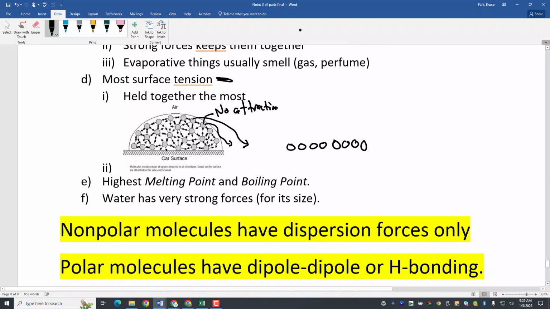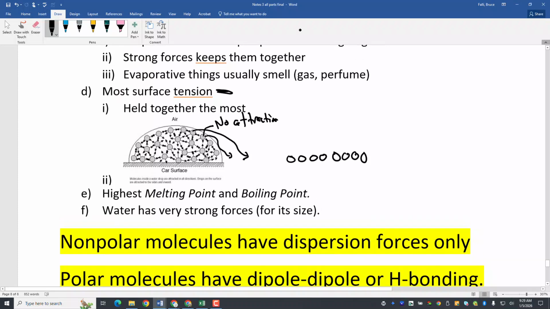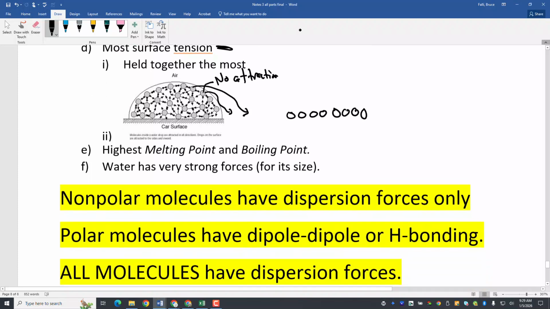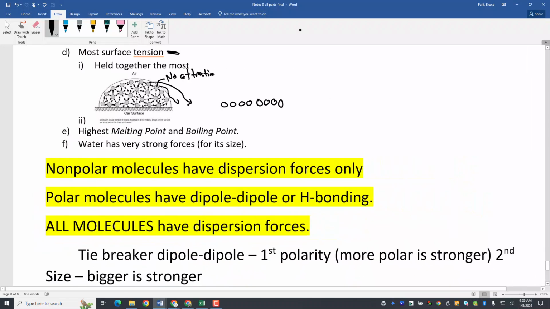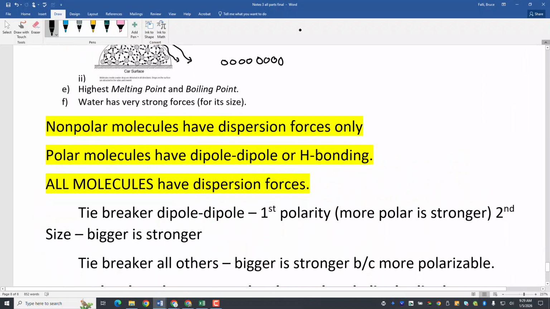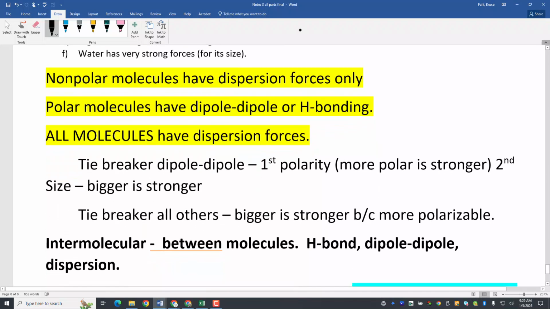I talked before about highest melting and boiling point, and that goes back to A. If you have a strong force, you have the highest melting and boiling point. You should know water has very strong forces for its size. Nonpolar molecules have dispersion forces only. Polar molecules have dipole-dipole or H bonding. All molecules have dispersion forces.